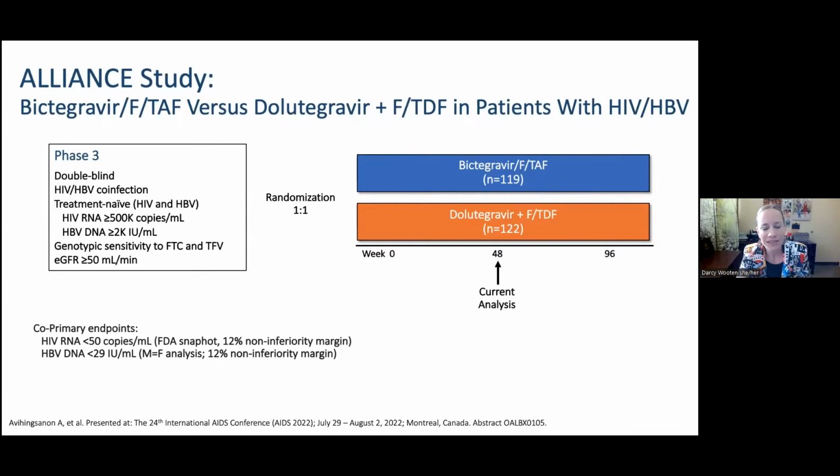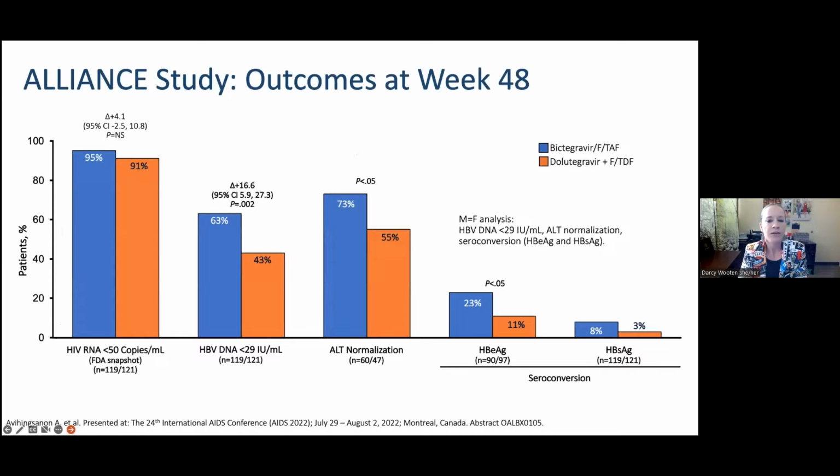The reason why I wanted to present this is because I think the results were somewhat surprising and notable. So here are the outcomes at week 48. Not surprisingly, rates of virologic suppression in both of these groups, the blue-purple being the bictegravir/FTC/TAF group and orange the dolutegravir/FTC/TDF group, were high and equivalent between the two groups.